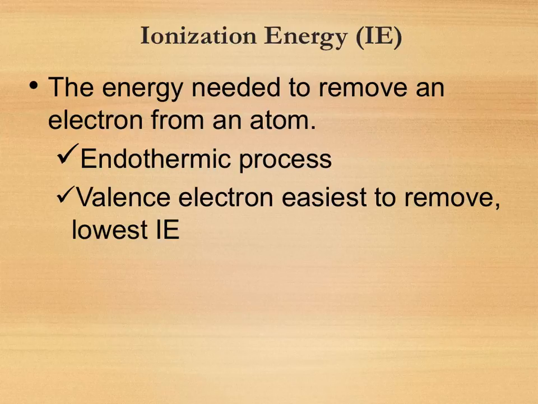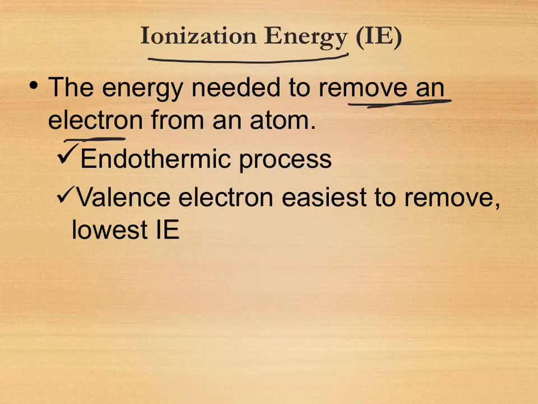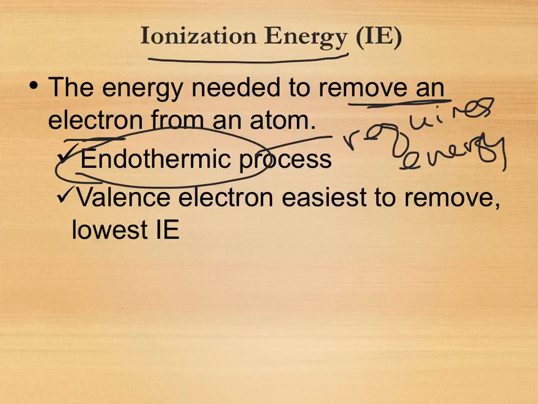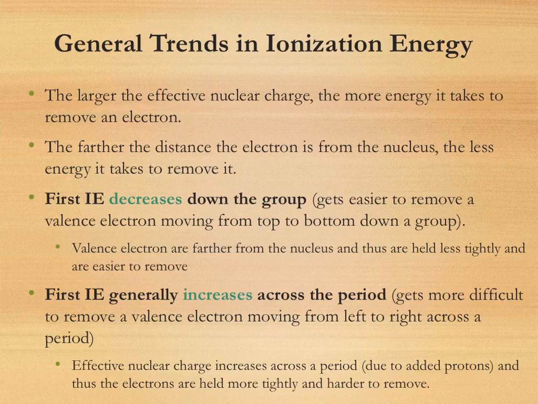So first of all, just so that you understand what it is, ionization energy is the energy required to remove an electron from an atom. It is an endothermic process always, which means, of course, that it requires energy to remove an electron. It is always the valence electron that is removed first, simply because valence electrons are the easiest to remove. They're the least tightly held by the nucleus and require the lowest energy to remove. So when we talk about ionization energy, we're generally talking about the energy to remove a valence electron.